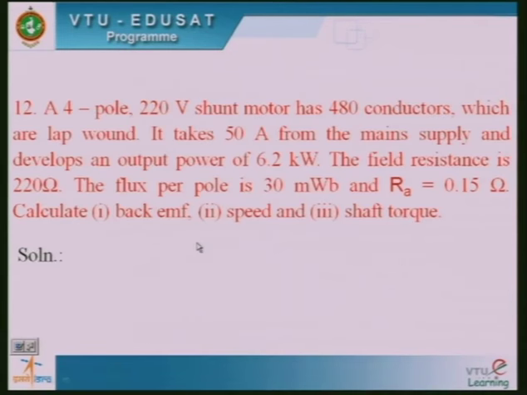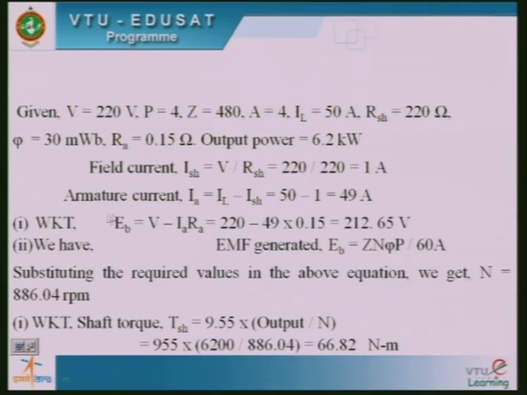Now, what are the required values in this? Back EMF, speed and shaft torque. We have the equation for EB, that is V minus IARA. Substitute V given, that is 220 volt. This IA is calculated, 49 ampere, and RA is mentioned, it is 0.15. Substituting and calculating, we are getting EB equal to 212.65 volts.